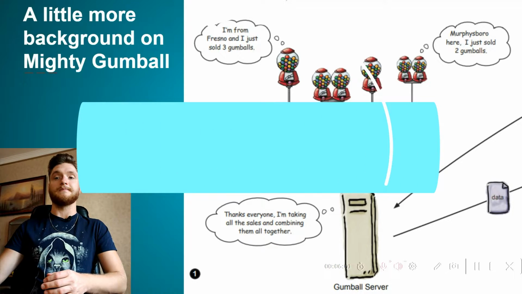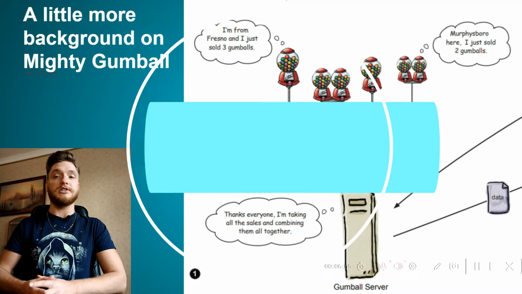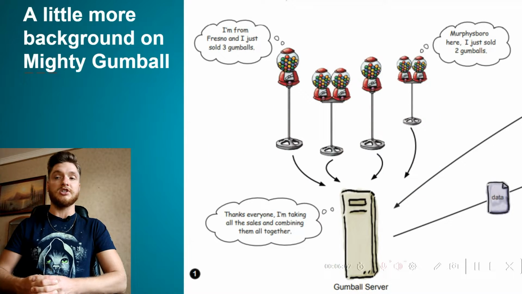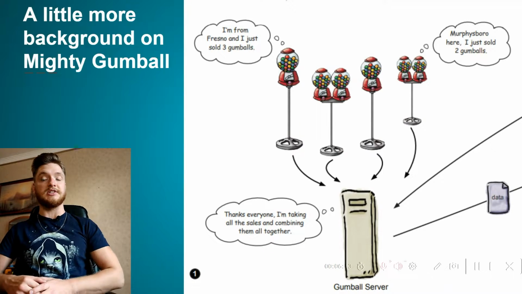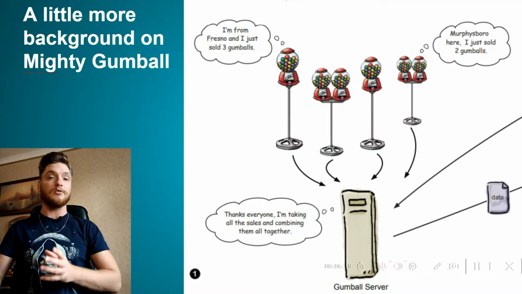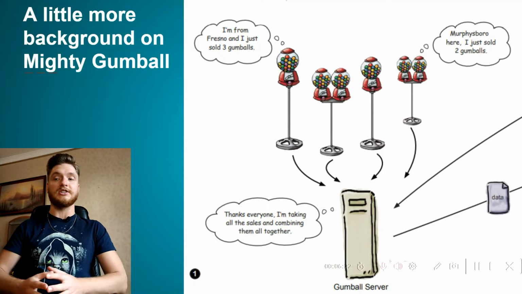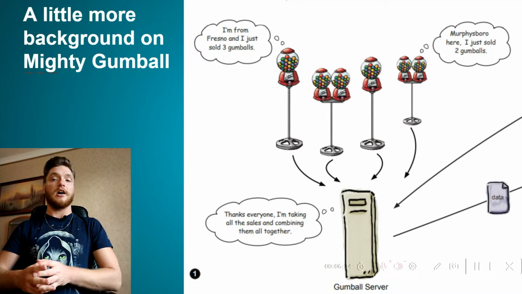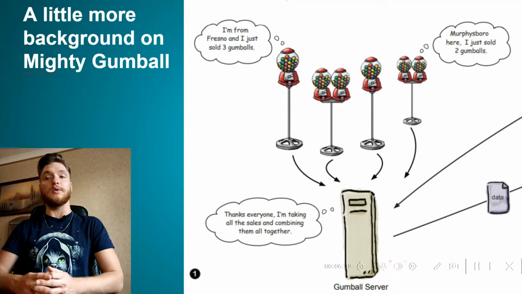Preparing the miracle. Just a quick start. While we're waiting on those specs from Mighty Jumble, let's get some HTML going. You're probably getting the idea. We don't need a lot of HTML markup to get a web app off the ground, and you're right. All we need is a place to put our sales reports. They come in and we'll let JavaScript do the rest.